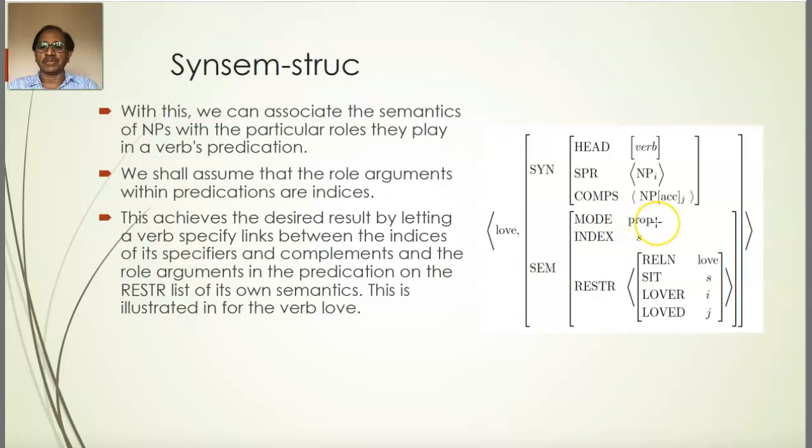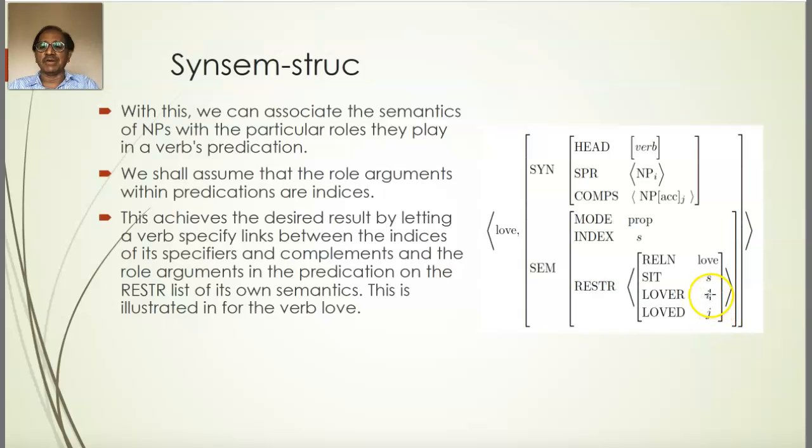Okay, the mode is proposition. By default it is proposition. When you have it in syntax, when you give a sentence like does John love, then it becomes a question. Otherwise the verb love is a proposition. Mode value is proposition. Index is s, that is a situation, and restriction value is the relation love. Love is a relation between two individuals, two roles. So in that situation s, there are two roles, lover and loved. Who is the lover? I.